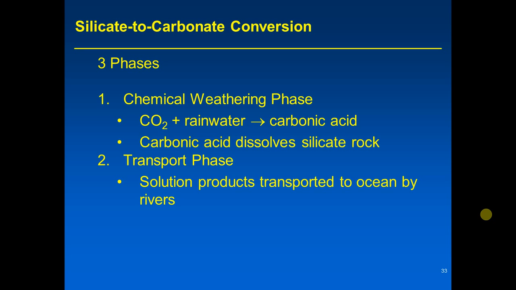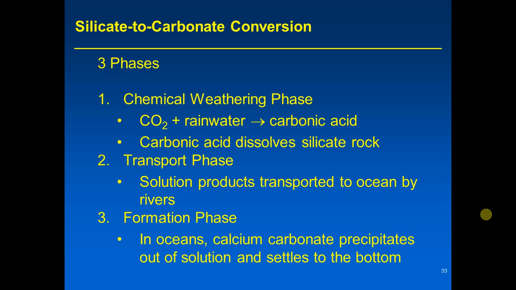And then, when it reaches the oceans, the formation phase happens. What that means is that in the oceans, the calcium carbonate, CaCO3, precipitates out of the solution and settles to the bottom. So you have this solution composed of both carbonic acid and silicate rock, combining with ocean salt water, which is made up of H2O along with salt, right? Such as one form of salt is sodium chloride, right?